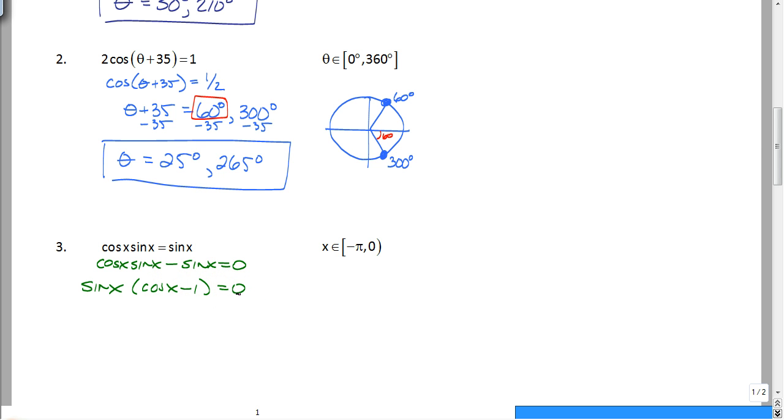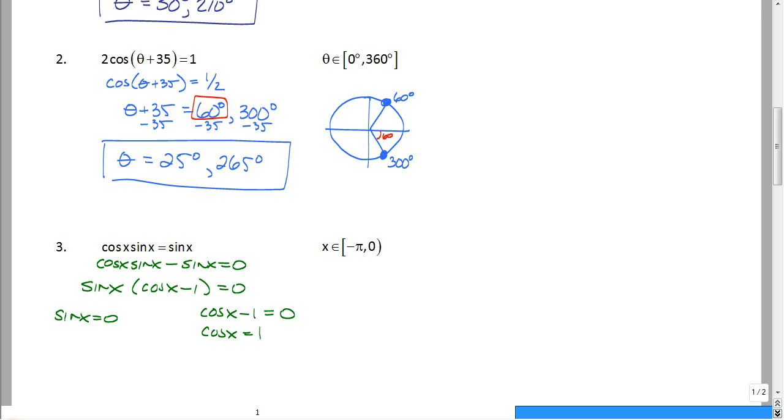So just like factoring, we're going to set anything with an x equal to 0. So we have sine x is equal to 0, and we have cosine x minus 1 is equal to 0, which means cosine x is equal to 1. So we have two different answers to play with now.